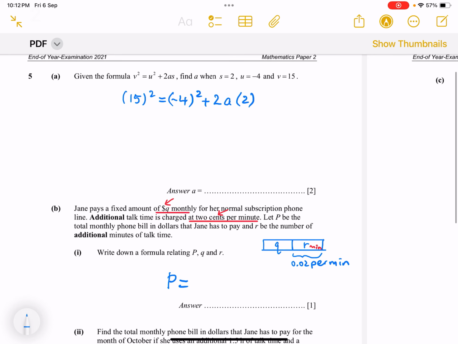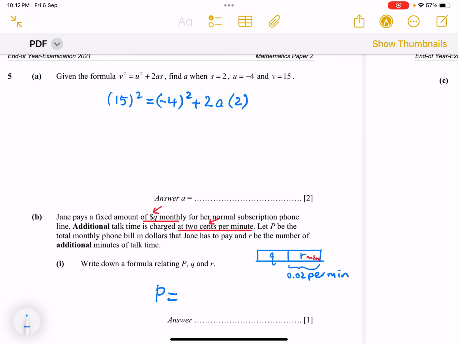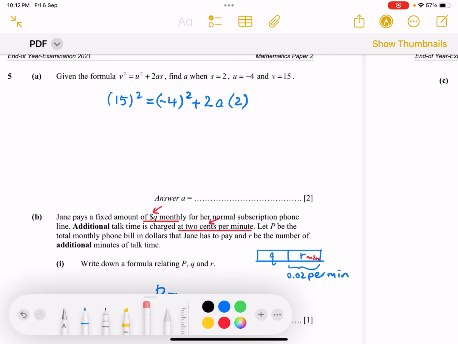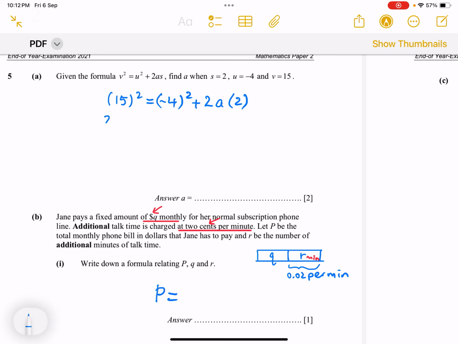Alright, now a sum on substitution. Just remember to use brackets to substitute. So after we substitute already, then we can work out 15 squared is 225. This is 16. And this is 4A. So we work out what is A. That is 209 over 4.